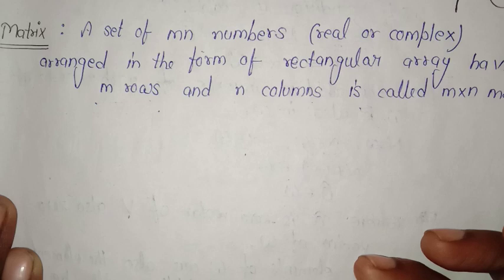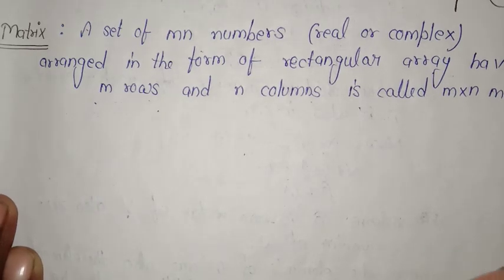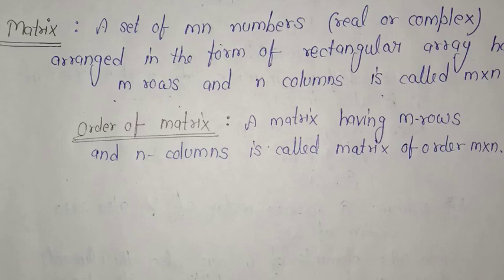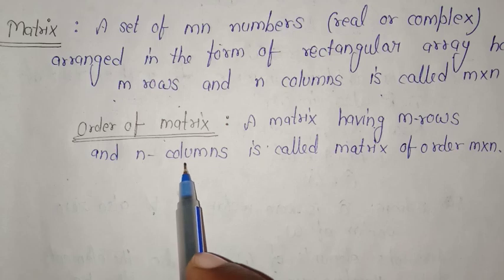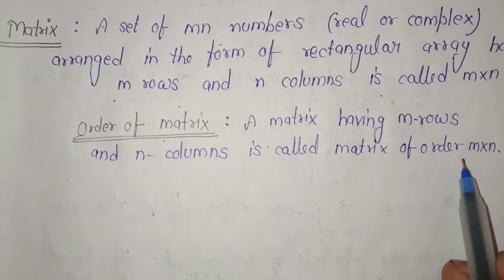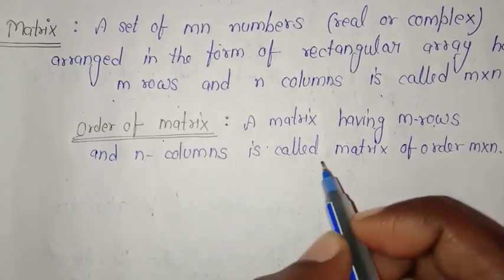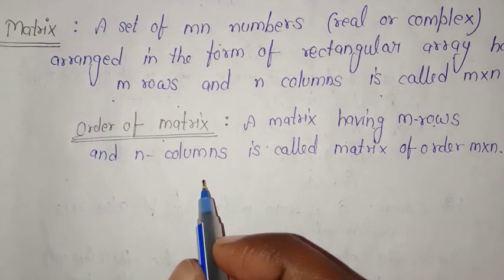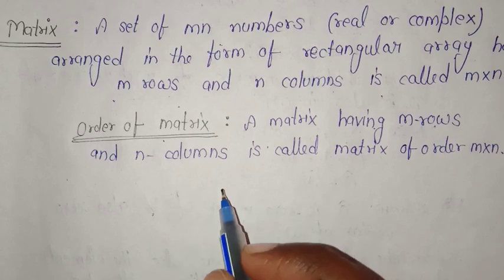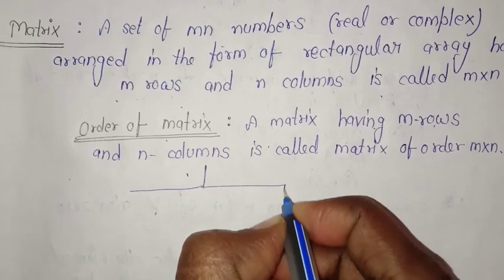On the basis of order of the matrix, firstly I will define the order of the matrix, then I will tell you how we can divide the matrices on the basis of their order. The order of a matrix having m rows and n columns is called the matrix of order m cross n. That is, the number of rows multiplied with the number of columns is called the matrix of order m cross n. Now, on the basis of order, we can divide matrices into two types.